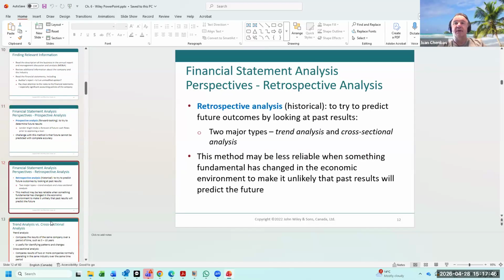The other one is retrospective analysis, or historical analysis. Through that analysis, we're going to try to identify, through the past years of the company, any trends, any patterns, anything that happened with the company, and then link it with the currently available information and try to predict what's going to happen. That's the other type of analysis. We're going to look back at the historical data of the company and try to find what may possibly happen with the company.